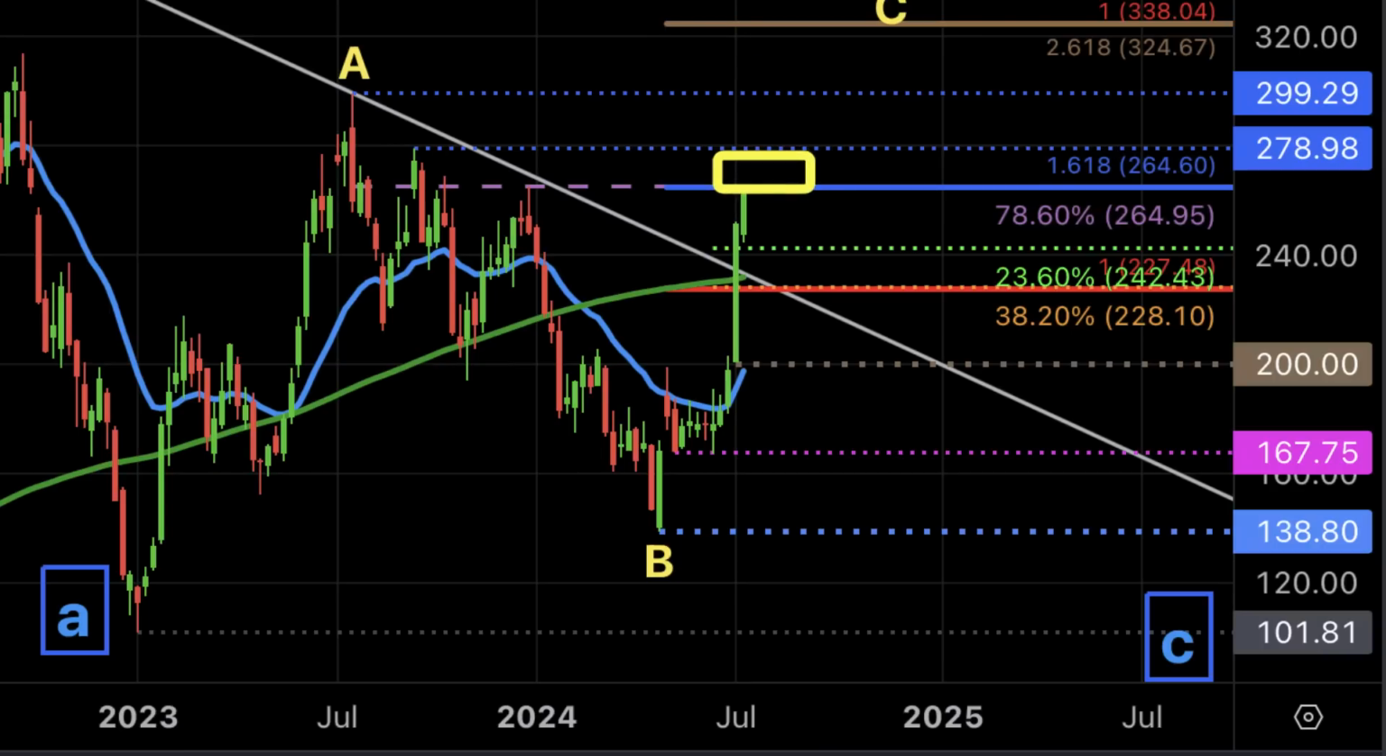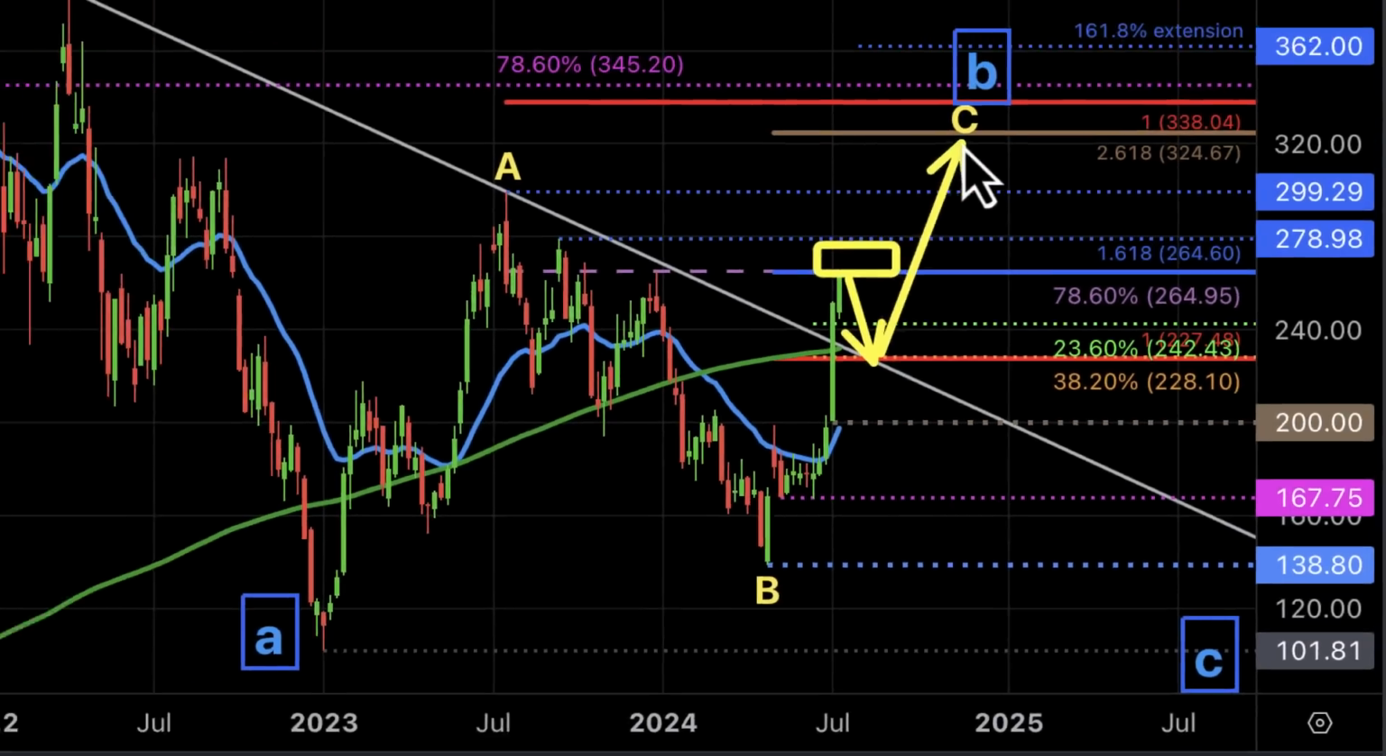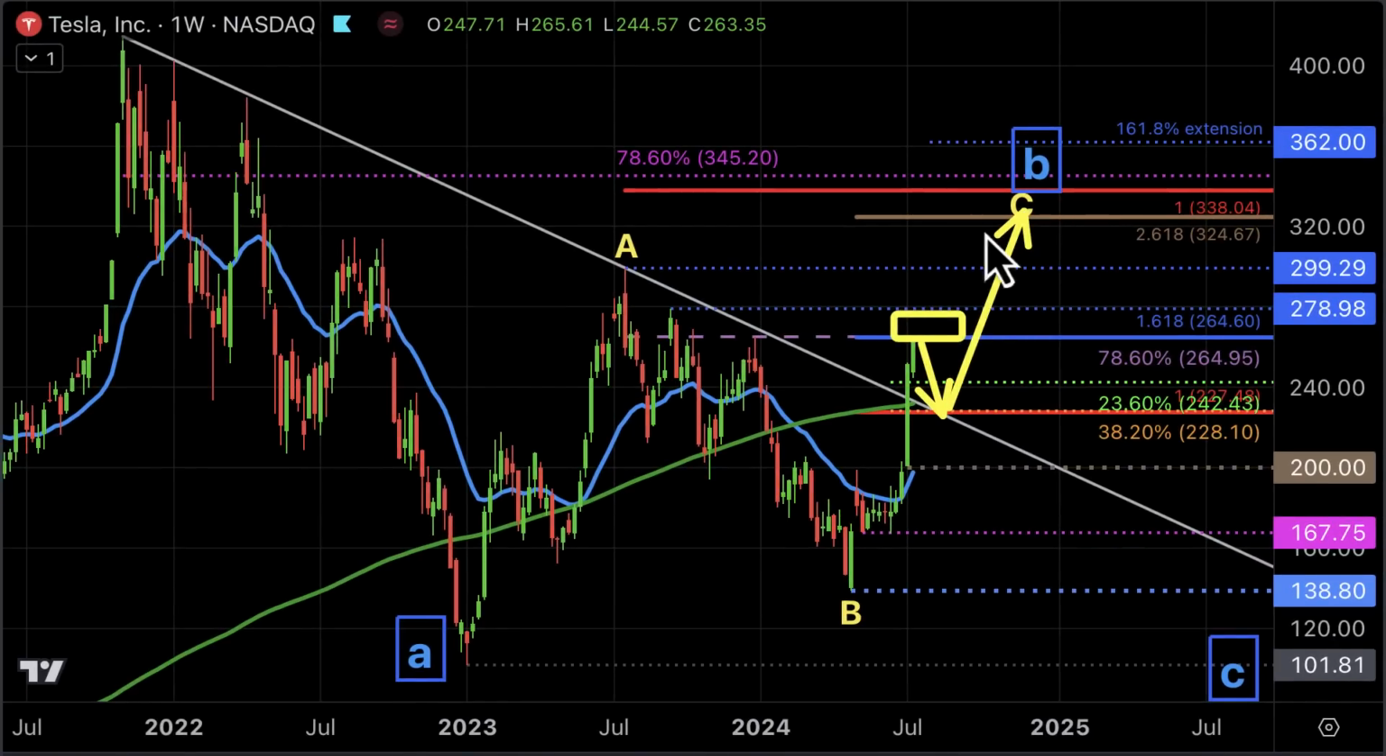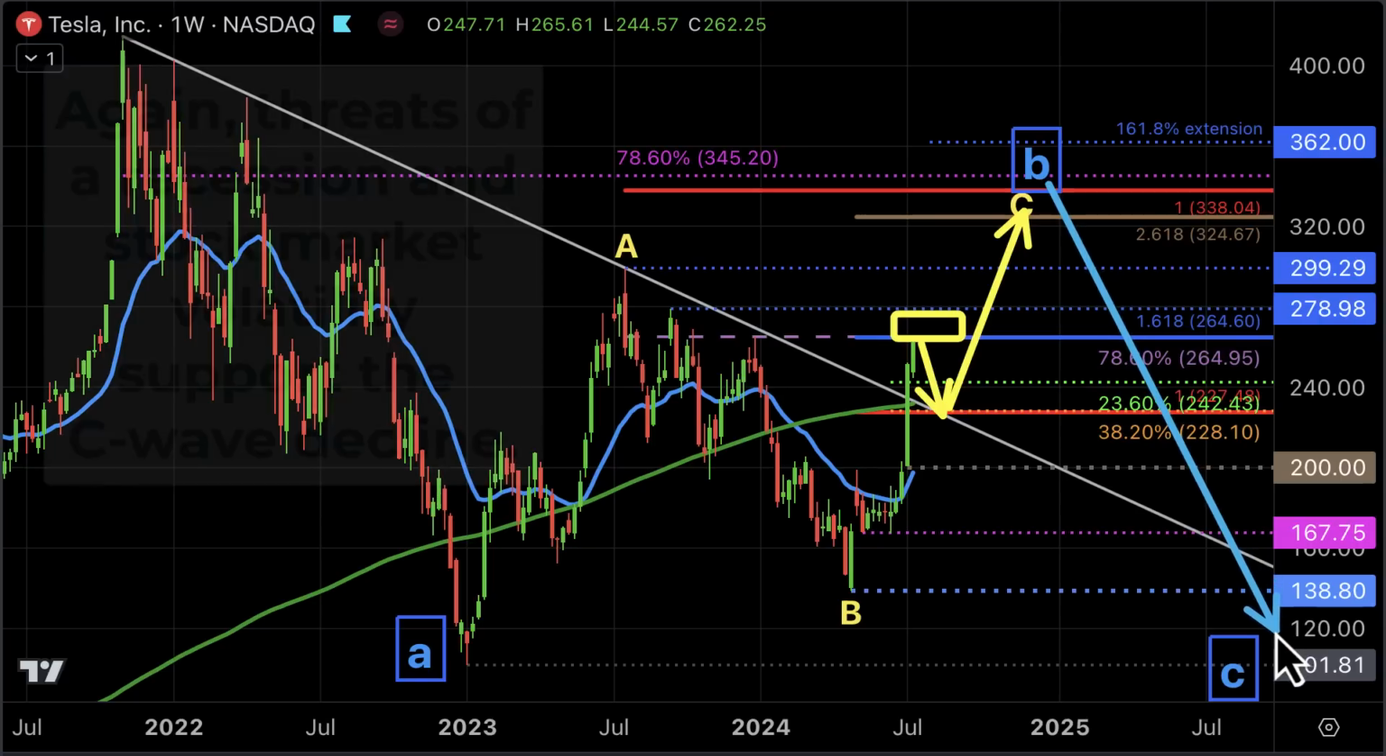as long as the next pullback from this region, so provided the next pullback is corrective and stays above this trend line, it must stay ideally above 228 or above 200 ideally, and then let's say it makes another rally here, okay, and takes out the prior high, whatever prior high it formed here, that could be a continuation of C wave, the B wave, towards the 338 to 345 levels there to complete the C wave, and then for an eventual big drop to occur maybe sometime this year or next year towards much lower levels.